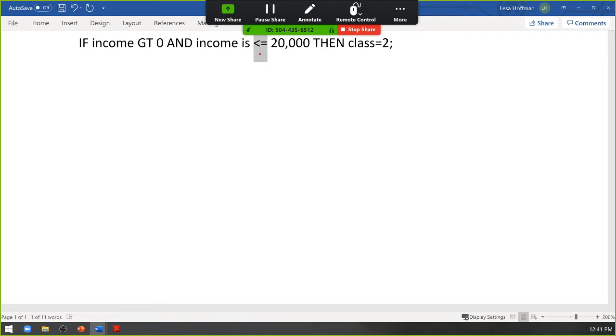Yes, if it met that condition. If income was missing or didn't meet this condition, then the new class column would be a series of missing values for those cases. Yep, sure.